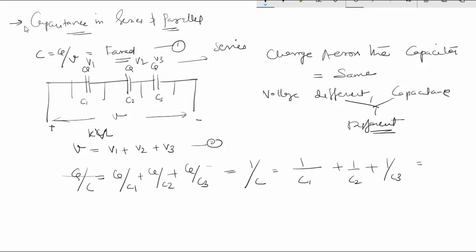This is the equation for the equivalent capacitance, which is 1 upon C equivalent. So C equivalent will be the reciprocal of this. That's how you find the equivalent capacitance when the capacitors are in series.